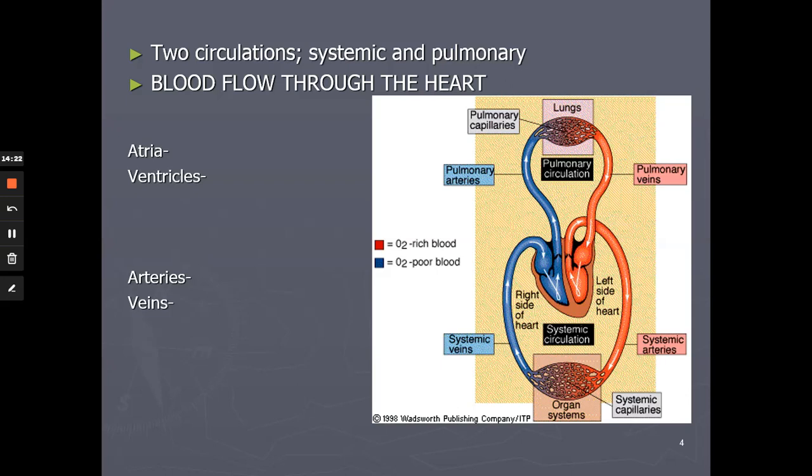Okay, do we know where? If we only remember that arteries are red and veins are blue, we're gonna get messed up in one place. What is it? The pulmonary arteries and the pulmonary veins. That's right. So good job if you got that right.